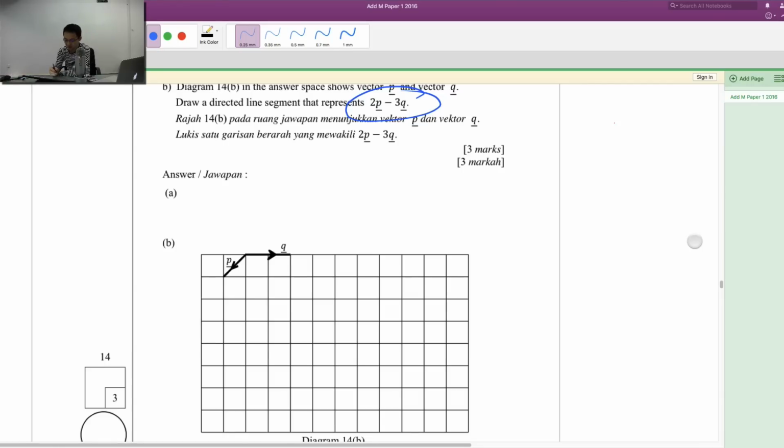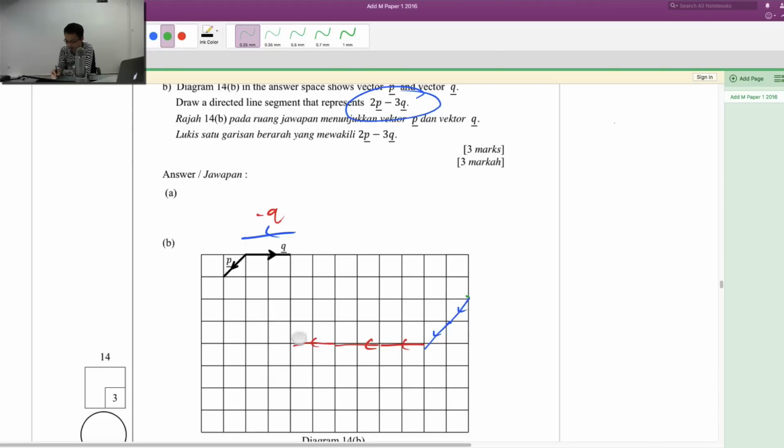It's another drawing. 2p, I assume it's like 1, 2, because p is going this way. And minus 3q will be opposite, right? I do not want to draw my 2p here, not in another space, because opposite direction means I have to go there. So 2p is 1p, 2p. And 3q, it's negative q, because negative 3q. So 1, 2, 3.